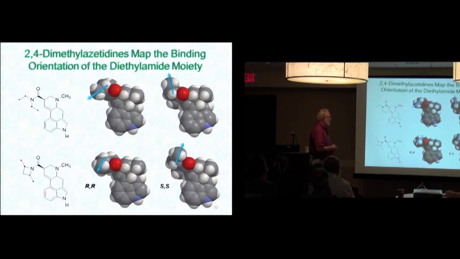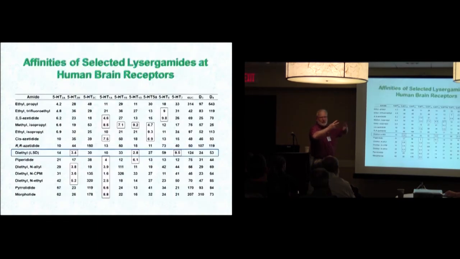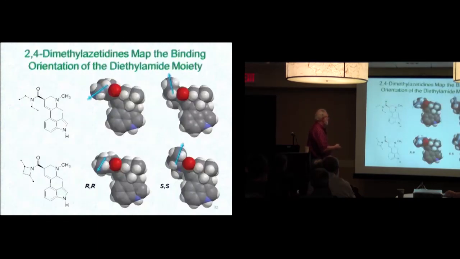One of the tricks we did some years ago was to convert the diethylamide into a dimethyl azetidine. These ethyl groups are freely rotating around this nitrogen-carbon bond. There's nothing that locks them into place. We thought maybe there's a specific place that the diethyl group binds in the receptor, and if so, we may be able to lock the diethyl groups into different orientations. So we constructed the 2,4-dimethyl azetidine analogs. You have a four-membered ring with a nitrogen, and a methyl group here and here. Those methyl groups can be cis, on the same side.